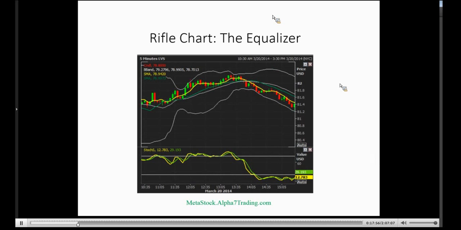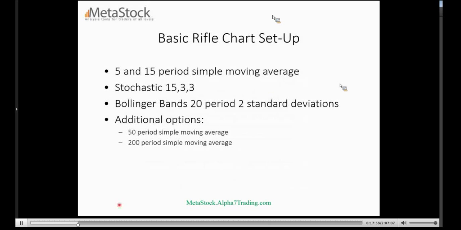Now, to set up your rifle charts on MetaStock, you will have to basically pull up your simple moving averages and add a 5 and a 15 period moving average. For your stochastics, 15, 3, and 3. For your Bollinger Bands, 20 and 2 standard deviations. And then what's optional are the 50 period and the 200 period simple moving averages, along with volume bars and pivot points.